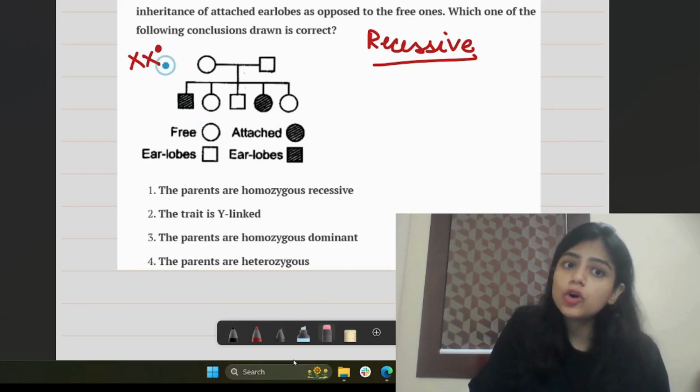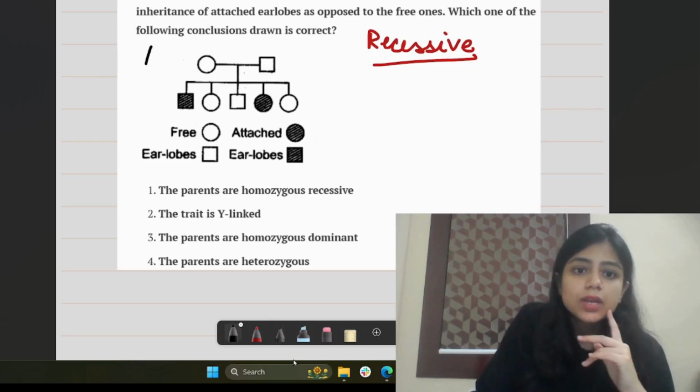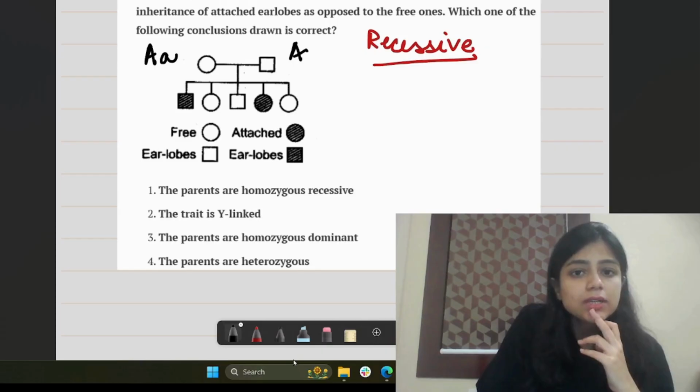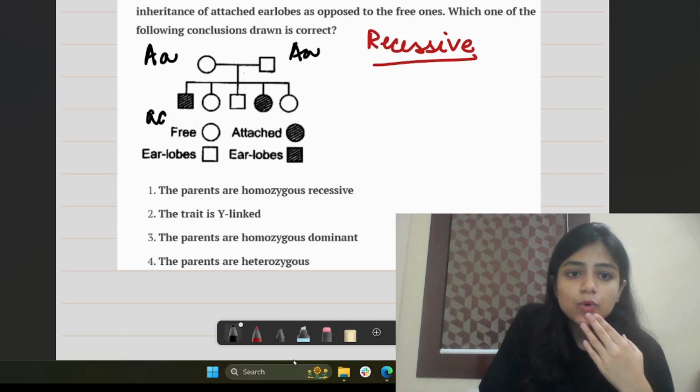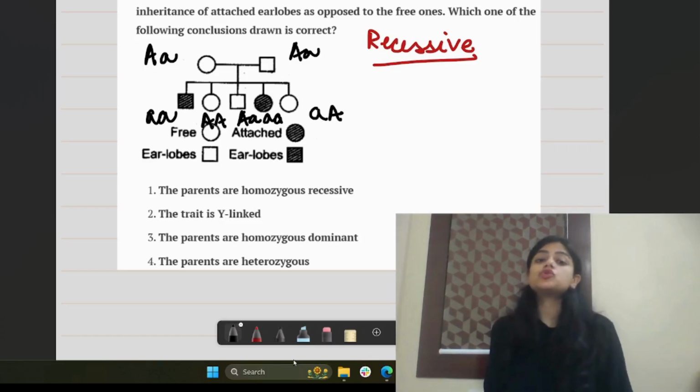So let's talk of the autosomal recessive one here. Autosomal recessive one. This one is capital A small a and this one is capital A small a. From here, you can come to the conclusion. This is small a, this one is capital A, then this one is capital A small a, again small a, you can say, and then we have small a, capital A. So you can see here that it can be autosomal recessive.